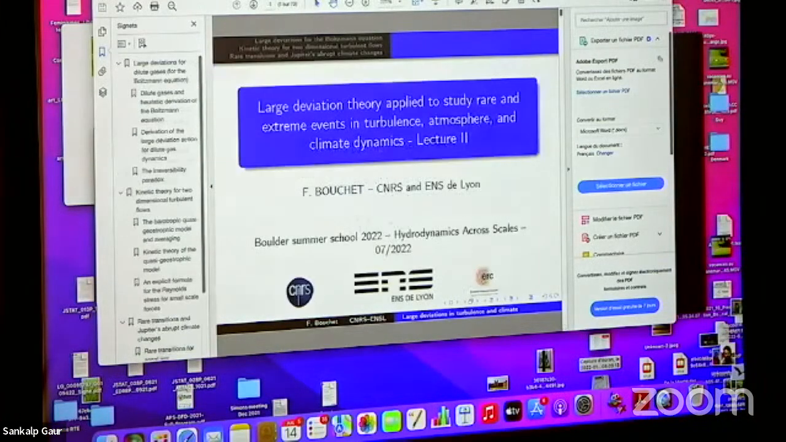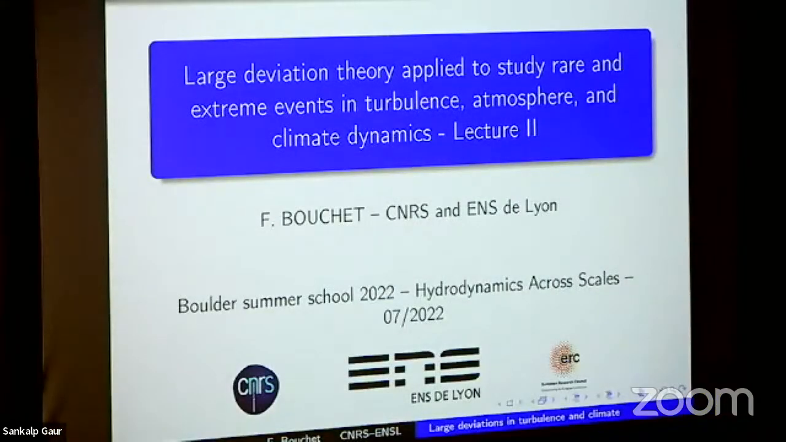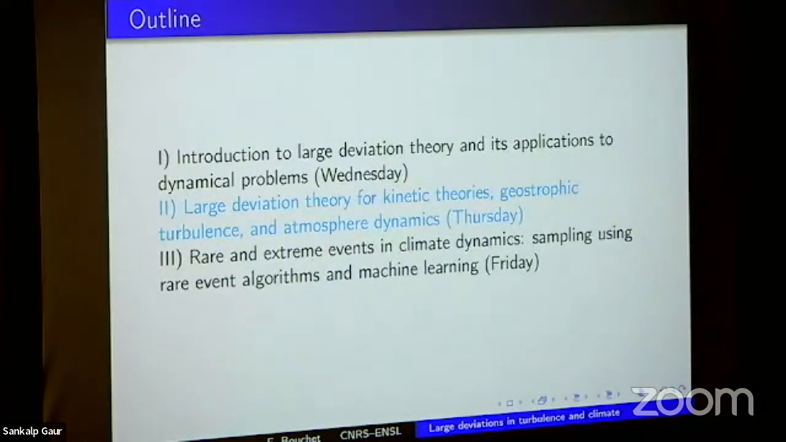So I go now to the second lecture, where we will apply this to physical problems related to turbulence, atmosphere, and climate dynamics. But before, we will also apply it to kinetic theories. This is the title of my second lecture.